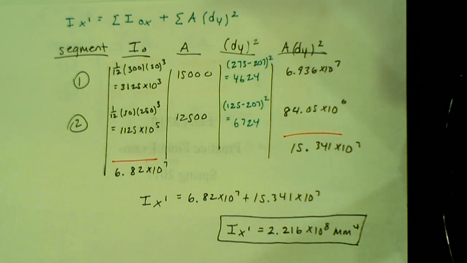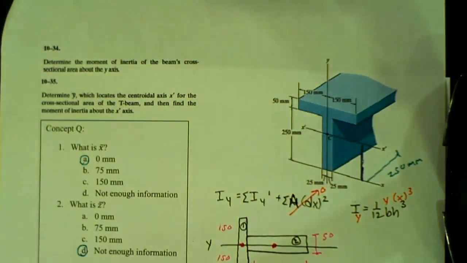Are there any questions about this problem? This is a really good one. Dr. Alexakis basically told you guys that this one, or something very similar to it, was going to be on your exam. What's the wording of the question? It's kind of confusing. How would I know to use the y bar? Well, this problem says determine y bar, which locates the centroidal axis x prime.